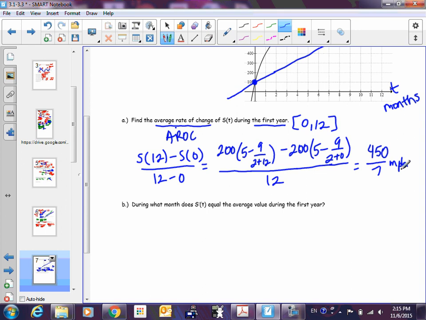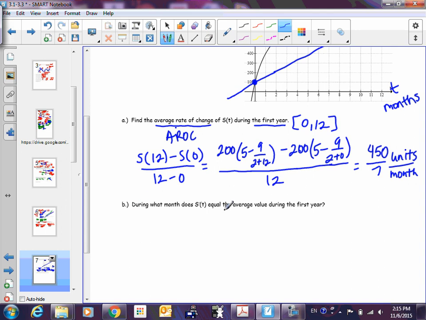So 450 over 7. Why'd I write MPH? I'm stuck on speed from that other problem. So this would be units per what? Per month. So this is why I was saying maybe a fraction would be even better, because it's like 450 units per 7 months. It kind of just depends on what you're using it for.